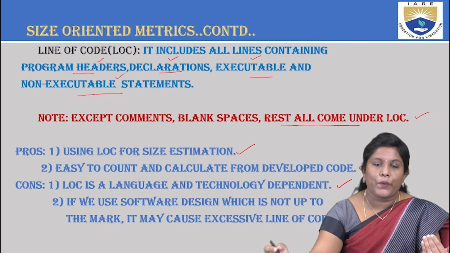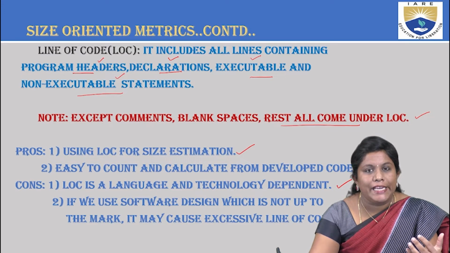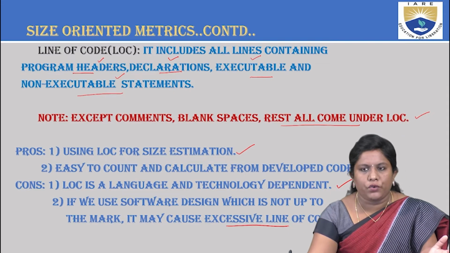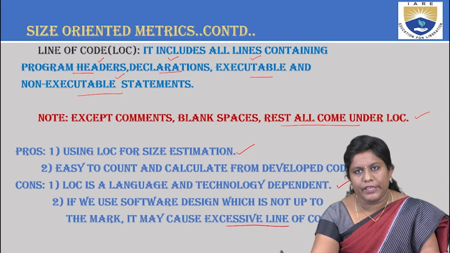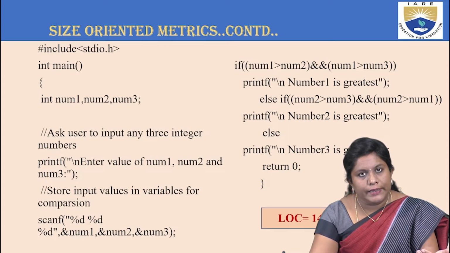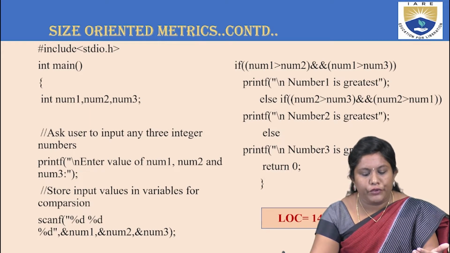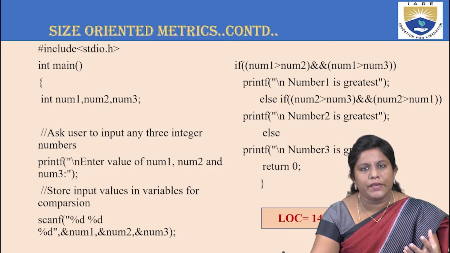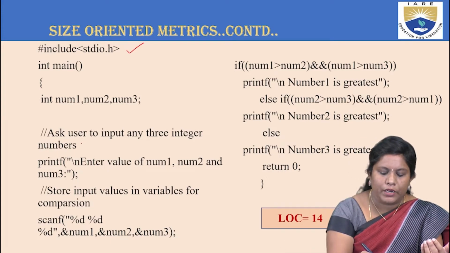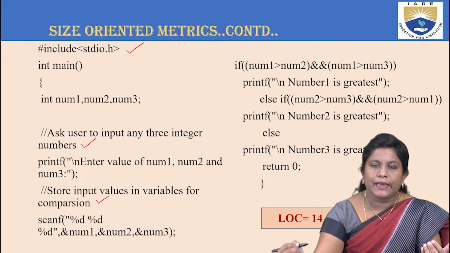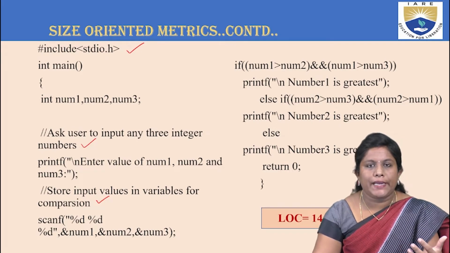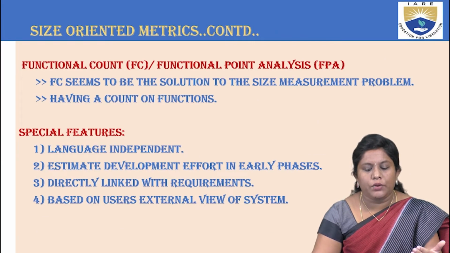Next, if we use a software design which is not up to the mark, then it leads to more lines of code. It leads to excessive lines of code. So these are the disadvantages. As I have shown you in the previous presentation as well, there is a program which we've taken. If you look at this small simple program, which has 16 lines of code, and you remove the header files and the comment lines, it leads to a LOC of 14. So this is how you calculate LOC, and the functional count and the FPAs.